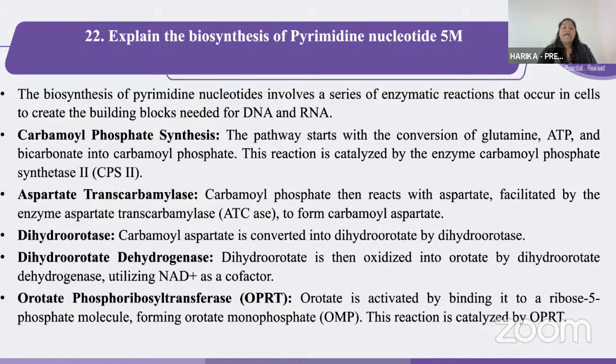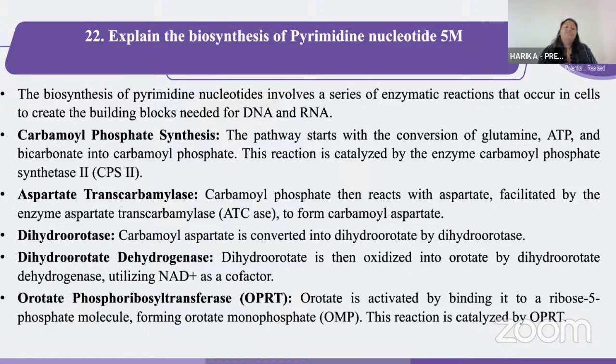And next is aspartate transcarbamylase. There, carbamoyl phosphate reacts with aspartate in the presence of the enzyme aspartate transcarbamylase to form carbamoyl aspartate. Next is dihydroorotase. The carbamoyl aspartate which is formed is then converted to dihydroorotate by the dihydroorotase enzyme. The dihydroorotate is then oxidized into orotate by dihydroorotate dehydrogenase, using NAD plus as a cofactor.